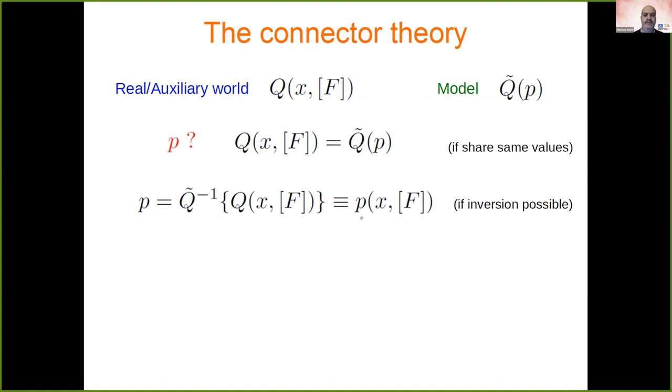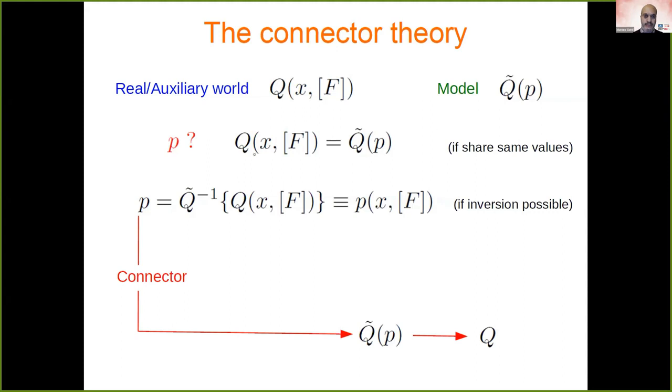And note that this P is now a function of X. It's different for any different F, and it's a function of F. This is what we call the connector. This parameter of the model is the connector such that the two quantities of the model and the real world are the same. If I put this connector in this function, I obtain the quantity I'm interested in.